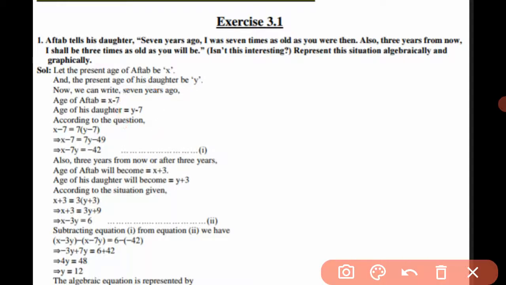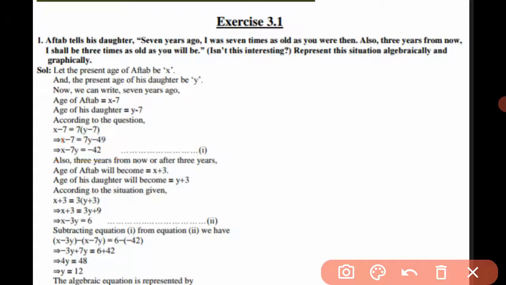According to the question, 7 years before, the age of Aftab was 7 times that of his daughter. That means we can write the equation x minus 7 equals 7 into y minus 7. By solving it, x minus 7 equals 7y minus 49. So one equation forms, that is x minus 7y equals minus 42.